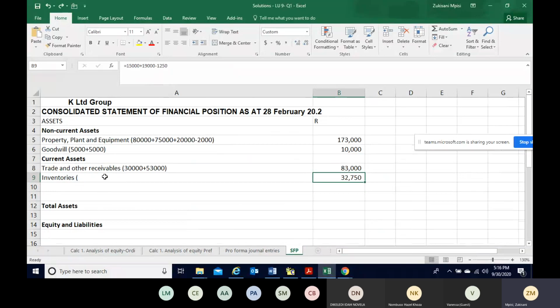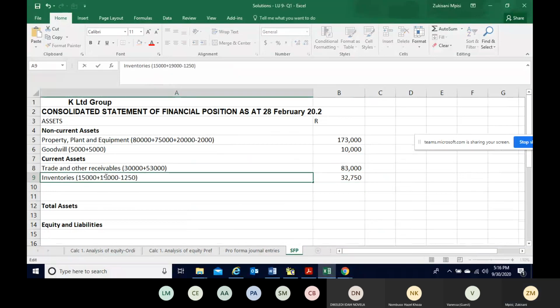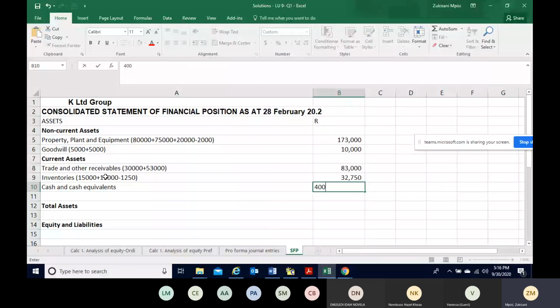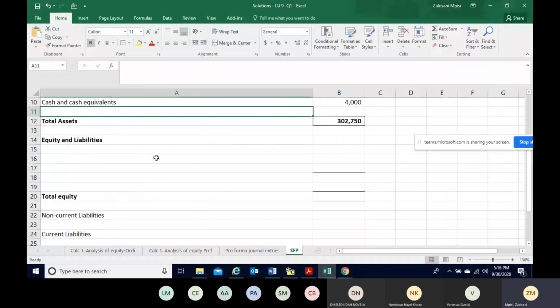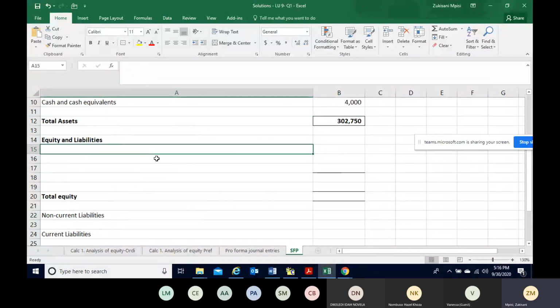Sorry about that. And then we've got cash and cash equivalents. So what is making up our cash and cash equivalents? Remember, it's like 4,000 that is in transit. Then we've got total assets, making up 302,750. Then under equity and liabilities, we've got share capital.